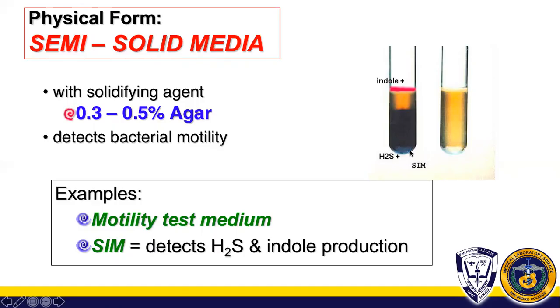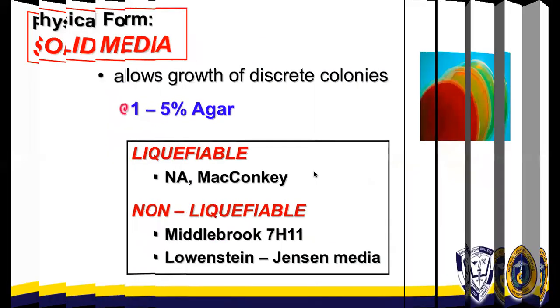You'll know that the organism here is motile because the hydrogen sulfide is dispersed all throughout the culture media. If it's not motile, the hydrogen sulfide might be located only in a particular area, where you have inoculated the organism. Since this is semi-solid, we usually inoculate in a stabbing motion. So if it's not motile, the blackening can only be seen at the center, where the needle has touched the culture media. Moving on to solid media.